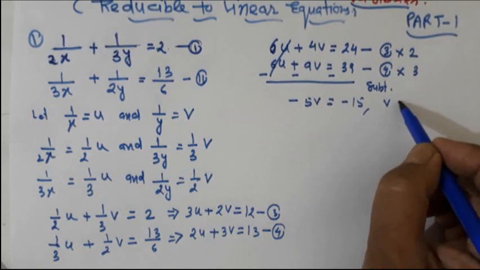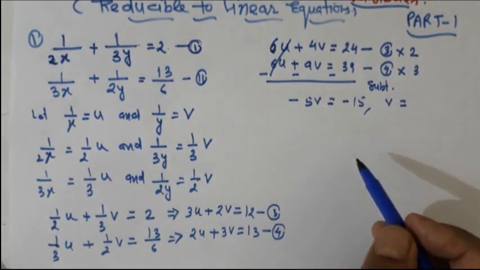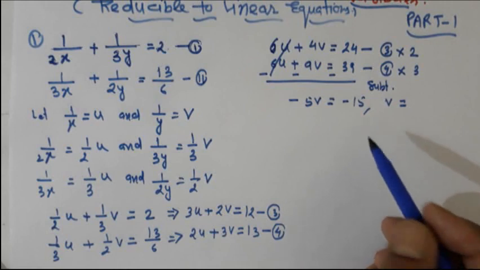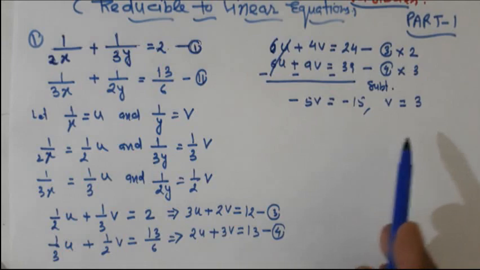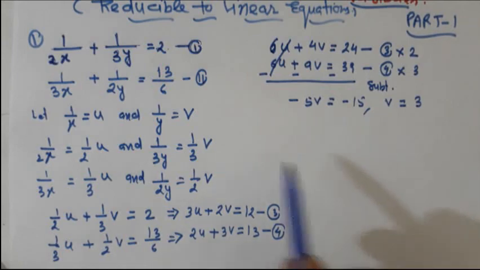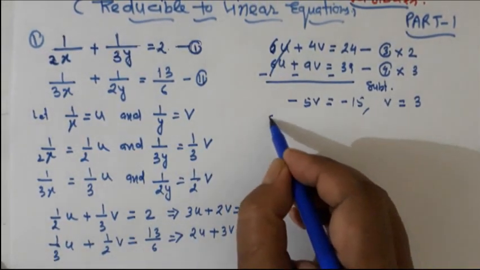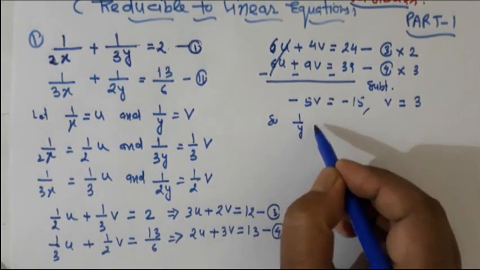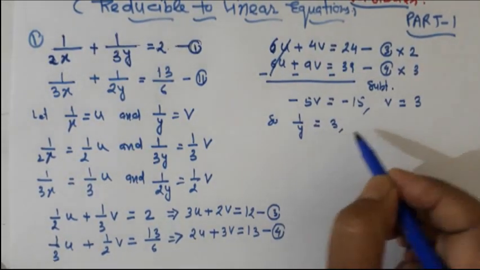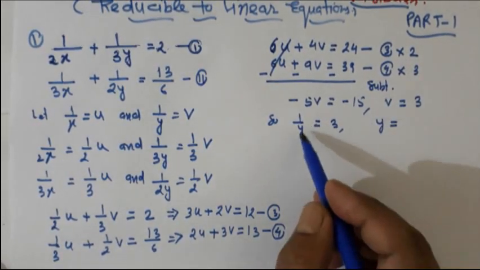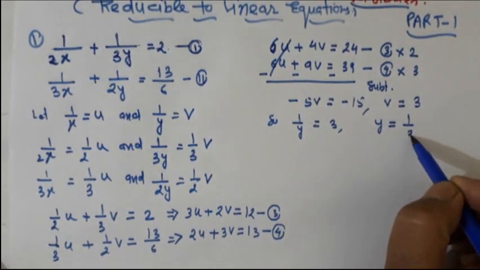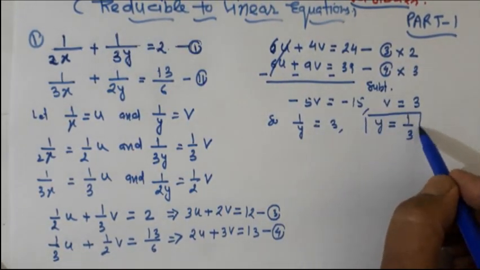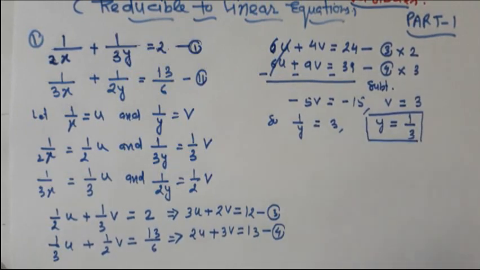So v is equal to 15 upon 5, that will be equal to 3. So v is equal to 3, and v we have supposed as 1 upon y, so 1 upon y is equal to the value of v, 3. Then y is equal to the reciprocal; we will take the reciprocal, so this will be reciprocal, and that is also reciprocal. That is y is equal to 1 upon 3, and this is the first value of the variable, that is y is equal to 1 upon 3.